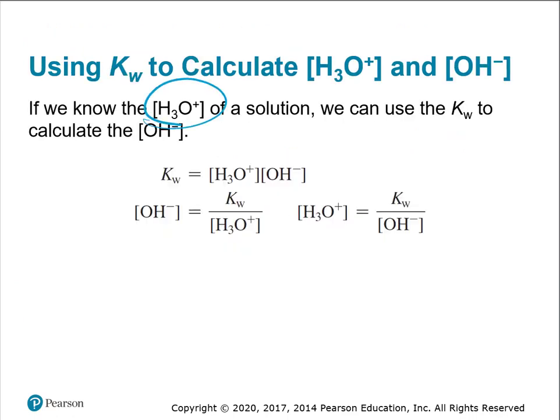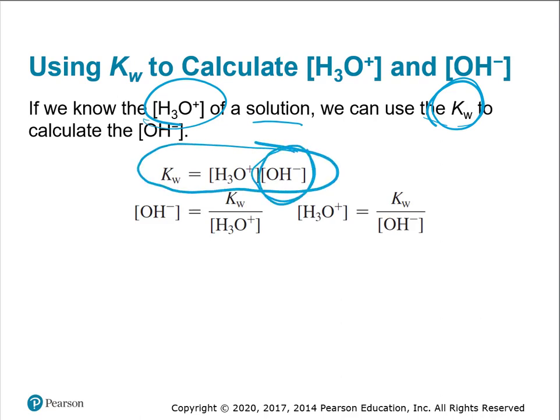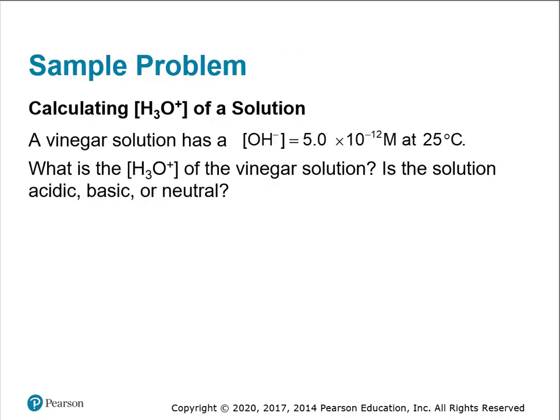If we know the hydronium concentration of a solution, we can use the Kw to calculate hydroxide. Here is our starting expression. If we need to find hydroxide, we just divide both sides by H3O+. So hydroxide is equal to Kw divided by the concentration of our hydronium ion. We could also calculate the hydronium ion concentration. All we would do is divide both sides by hydroxide. Let's do a quick problem.